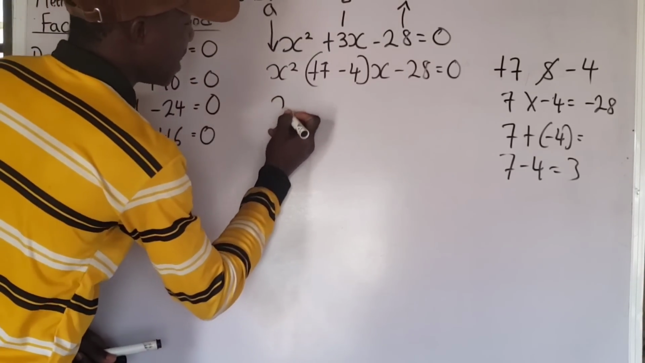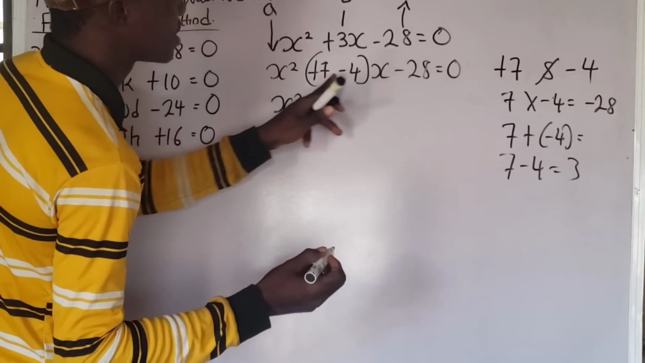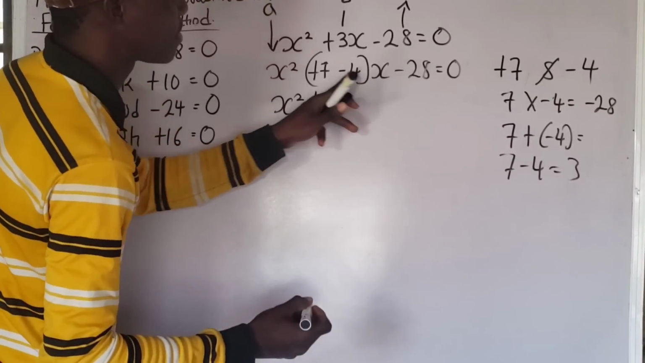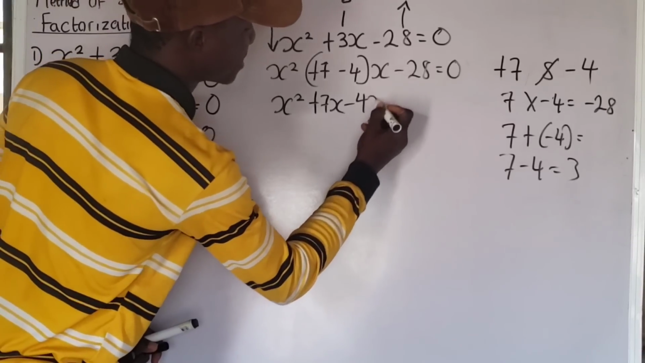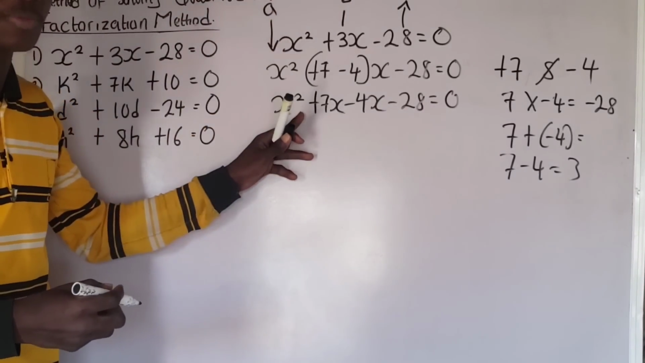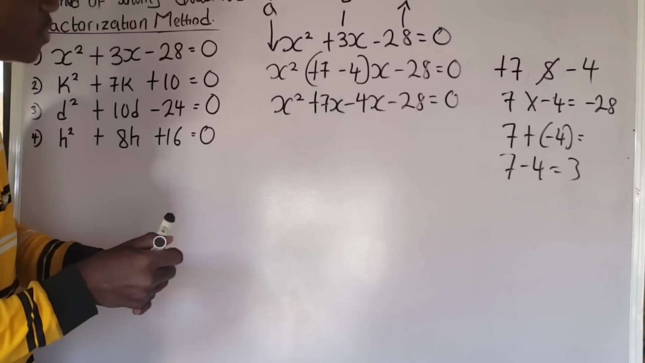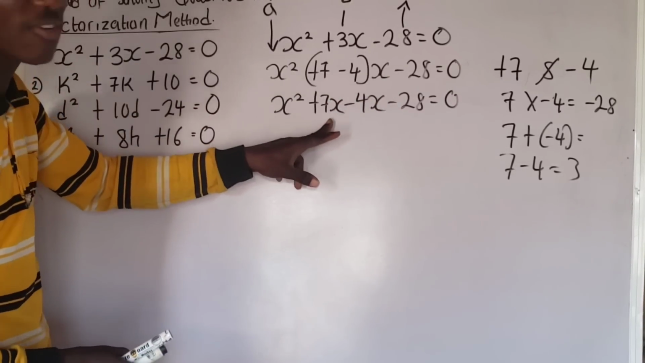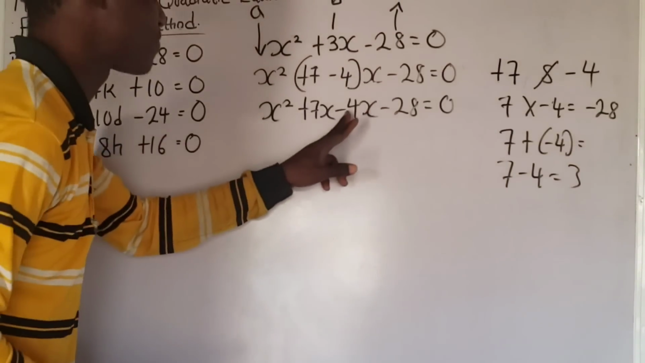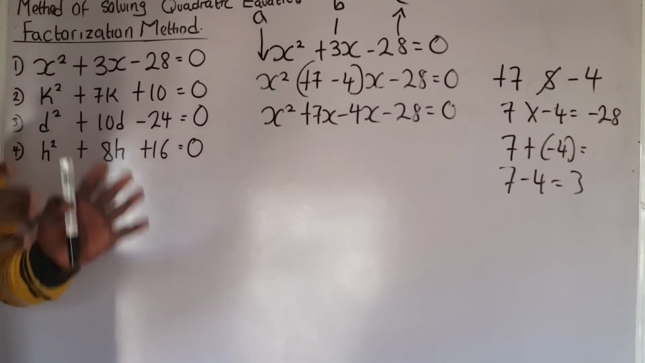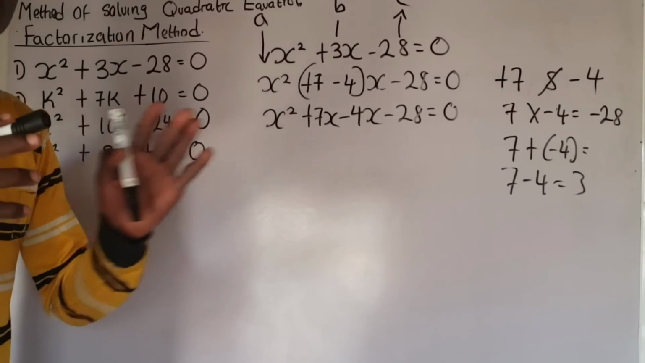Here I'm going to have x squared, x multiplied by plus 7, I'm going to have plus 7x, x multiplied by negative 4, negative 4x minus 28 equals to 0. Do you understand how I got here? I just opened the bracket using x. So x multiplied by plus 7, I have plus 7x. X multiplied by negative 4, I have negative 4x. Do you understand?